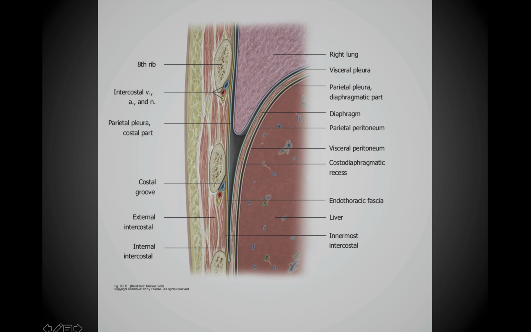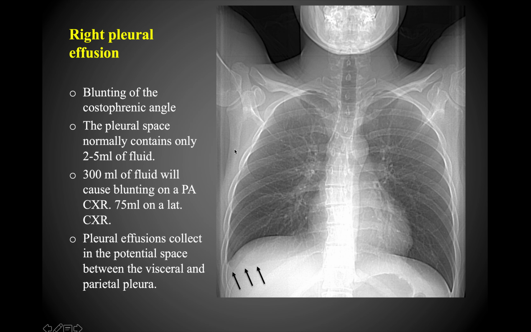So here's that costodiaphragmatic recess, or the costophrenic sulci. Again, this is going to be where fluid typically will accumulate in the pleural cavity. That's why you get that blunting of the costodiaphragmatic recess with a pleural effusion. And that's what we saw over here on this image that we just talked about a moment ago.